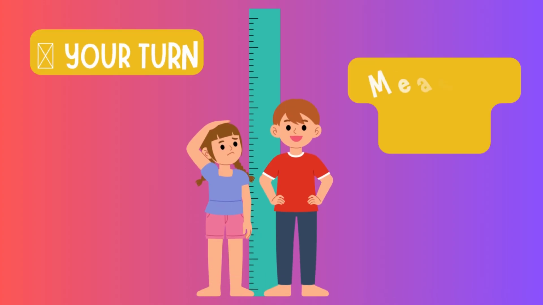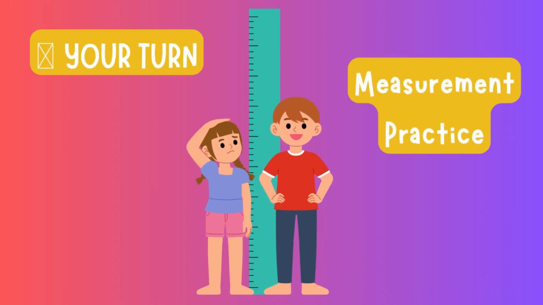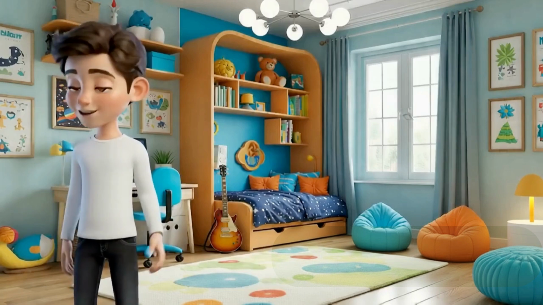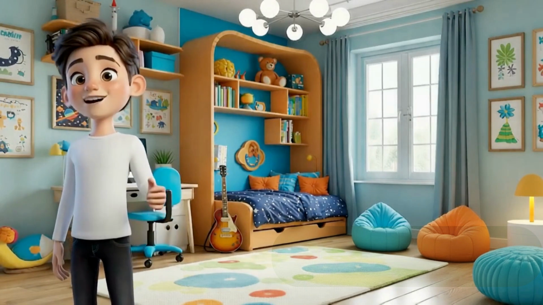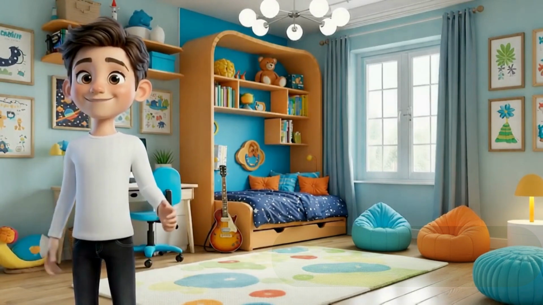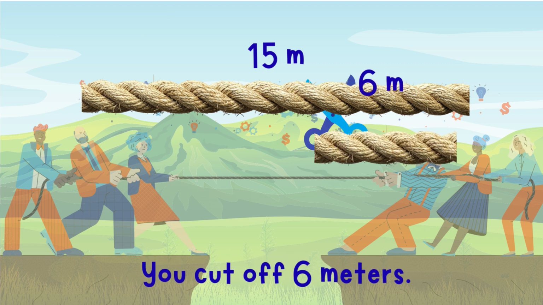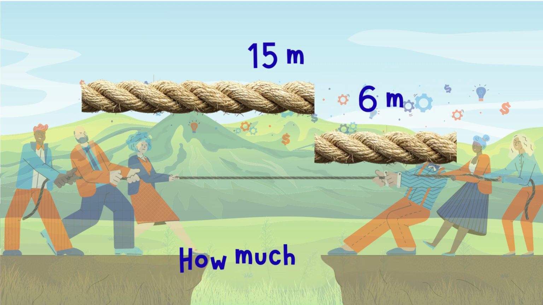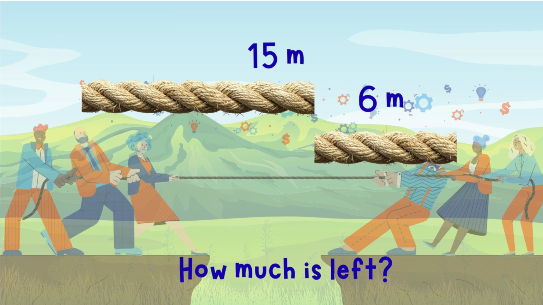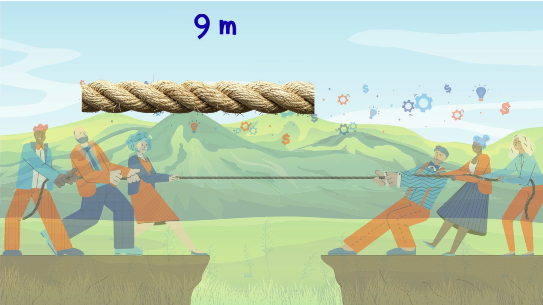Your turn. Measurement practice. Your turn. Pause the video if you need more time. A rope is 15 meters long. You cut off 6 meters. How much is left? Nine meters.